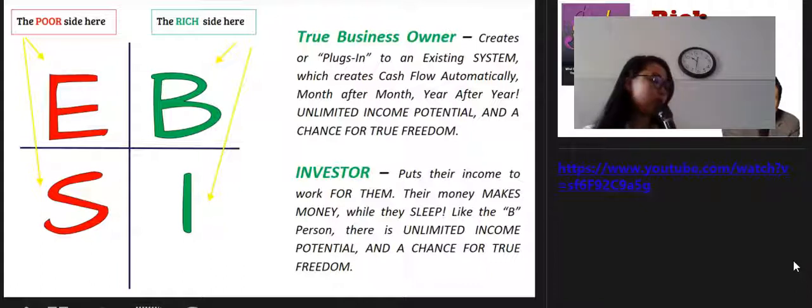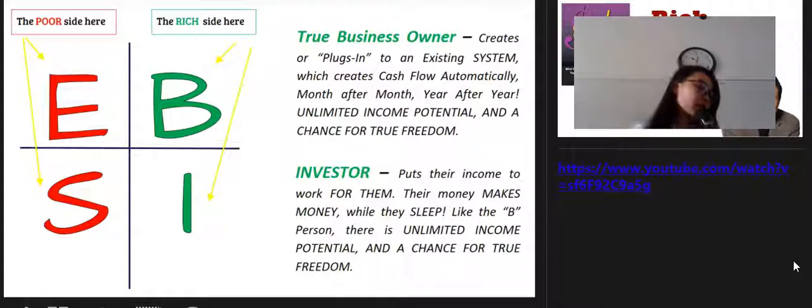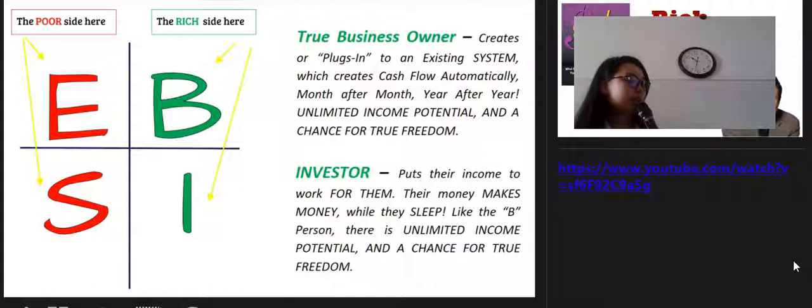In the 21st century, it allows these S people to make the transition to the B side. Once you have your business up and running, you can begin investing with the excess cash, paying less and less taxes. So that is the reason why the rich get richer.